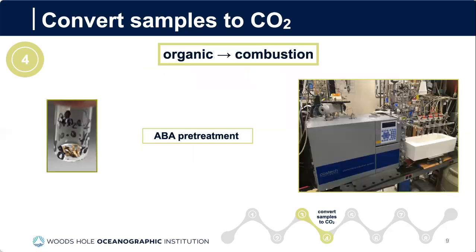Organic samples are typically first pre-treated before converting to CO2. This usually involves a series of acid and base rinses. This removes both inorganic carbon as well as any base-soluble organic acids in the sample. Following pre-treatment, we combust organic samples to CO2 in the presence of oxygen. This is often done using an elemental analyzer, which is shown here. We can also do this in sealed quartz tubes with copper oxide.